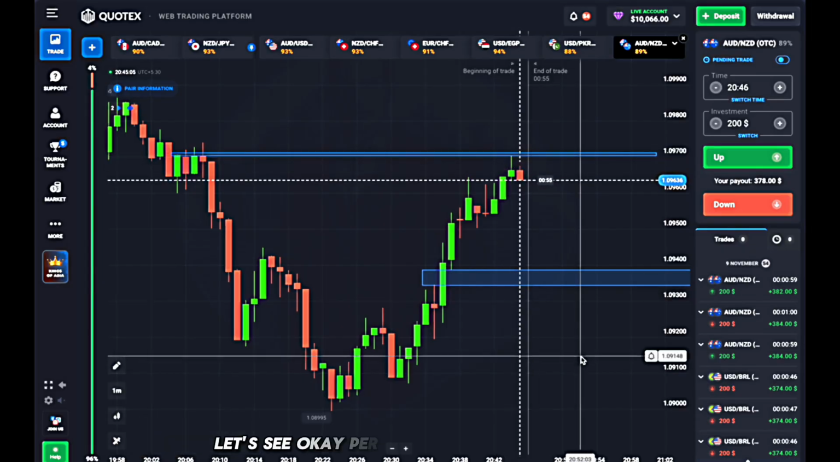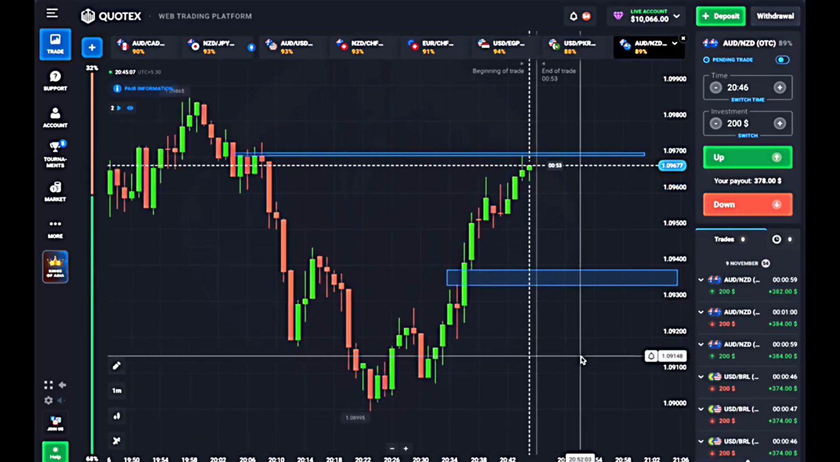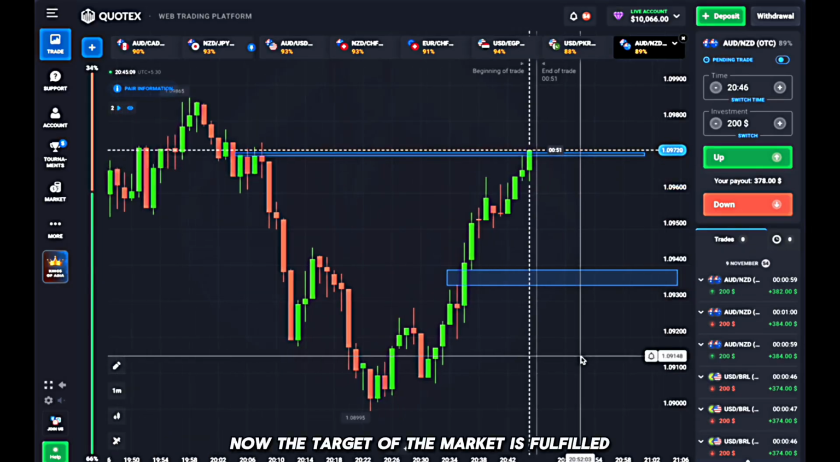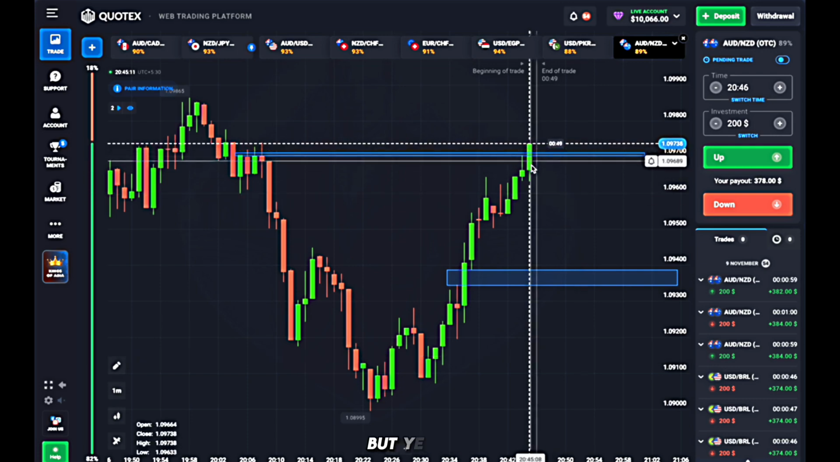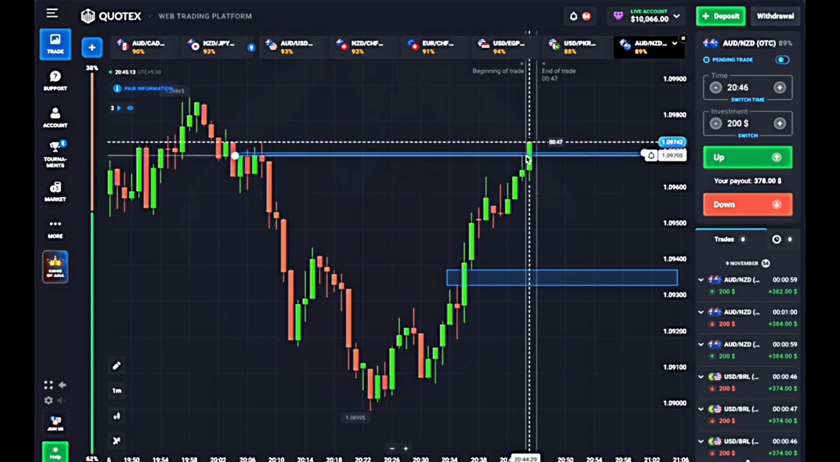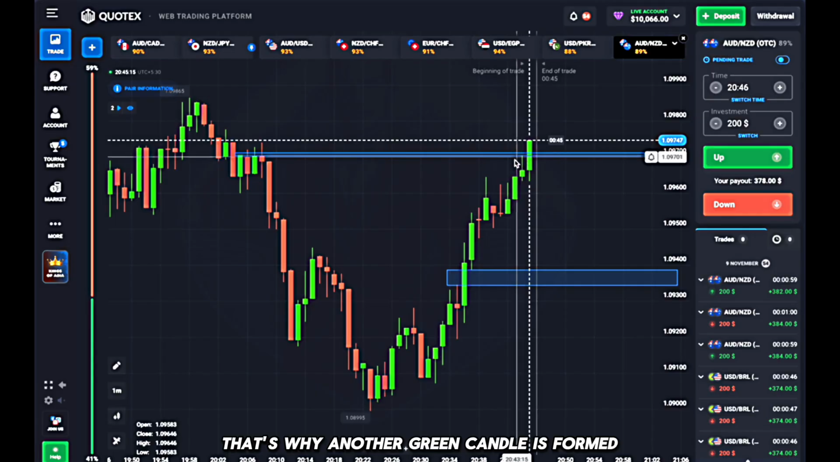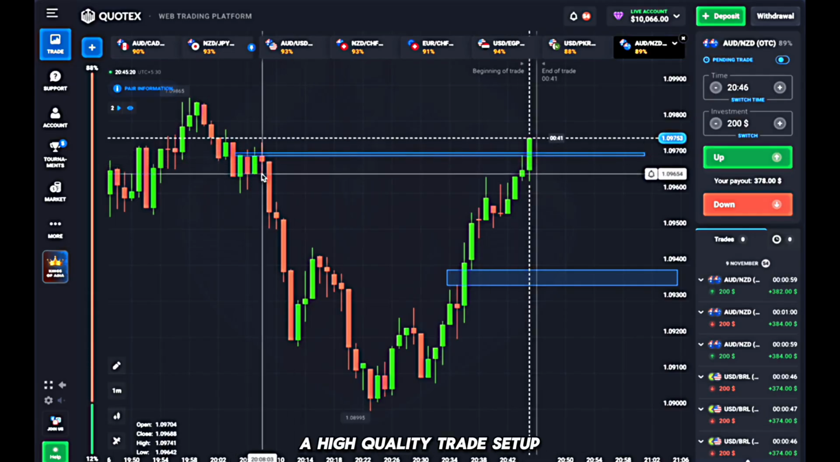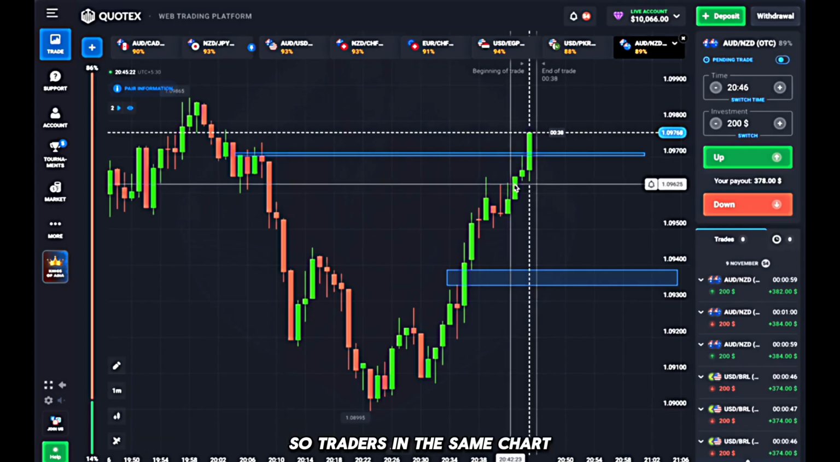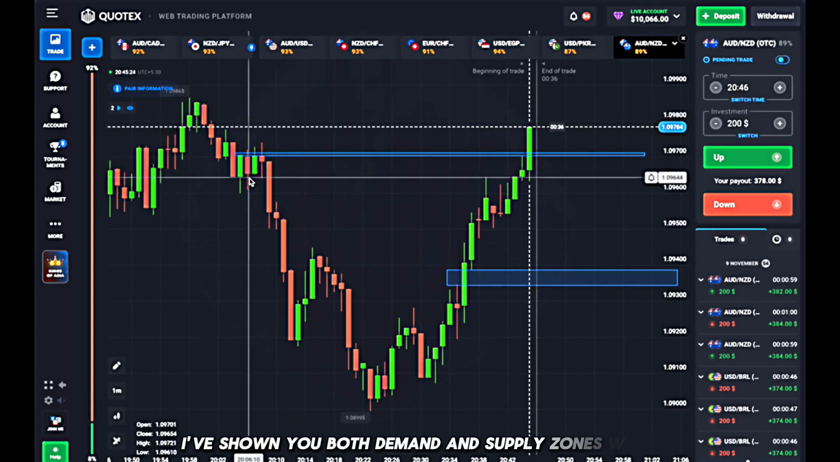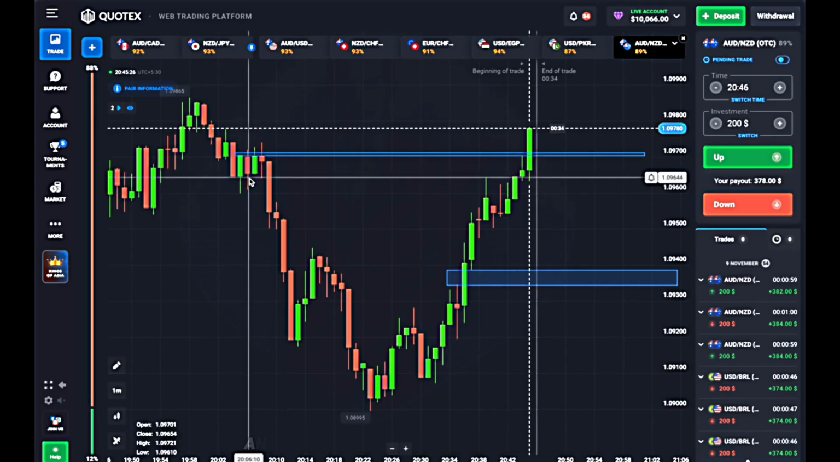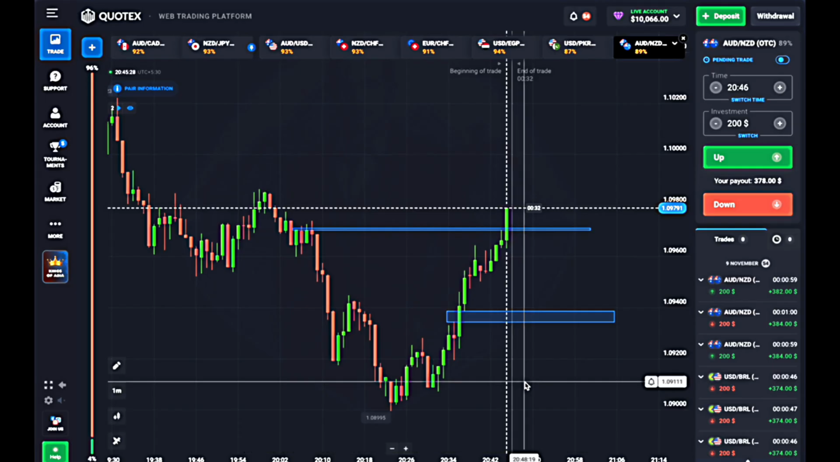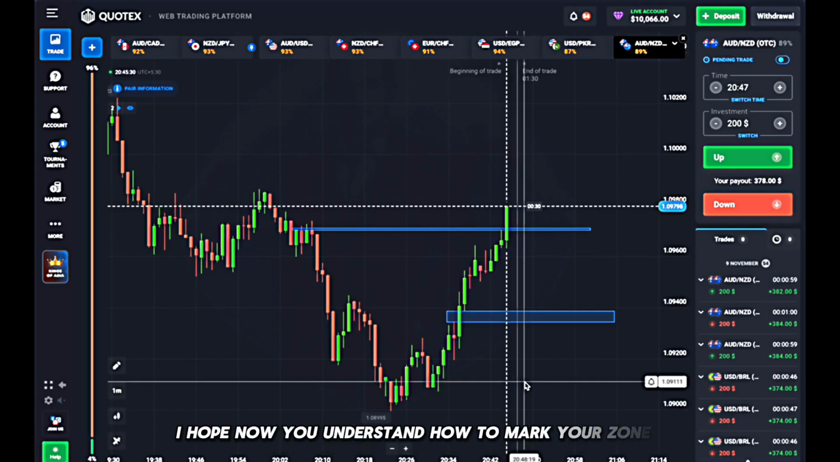Let's see. Okay, perfect. This is a winning trade. Now the target of the market is fulfilled by the green candle, but yet it is to be fulfilled, that's why another green candle is formed. Look at that. That's a beautiful trade, a high quality trade setup. So traders, in the same chart I've shown you how both demand and supply zones work and how I took both call and put trades with high quality setups. I hope now you understand how to mark your zones confidently.